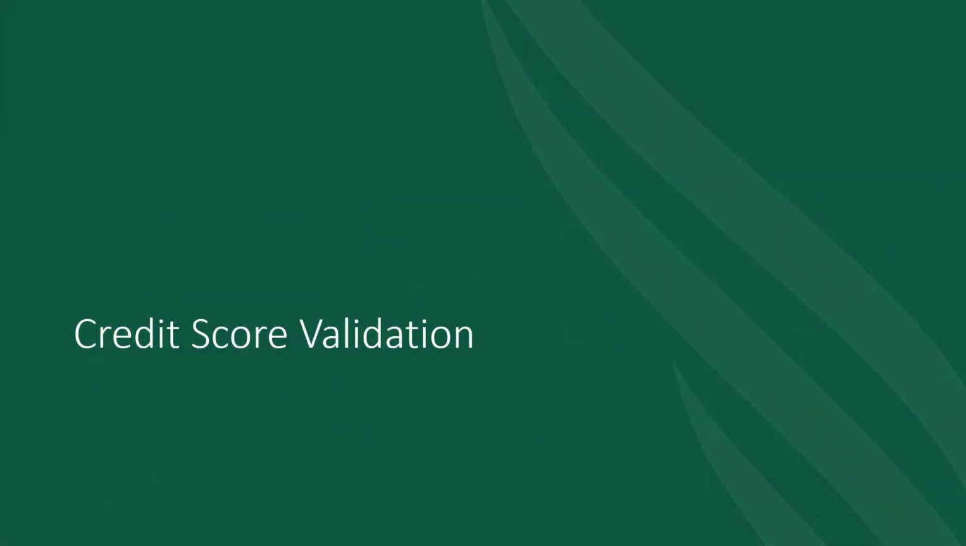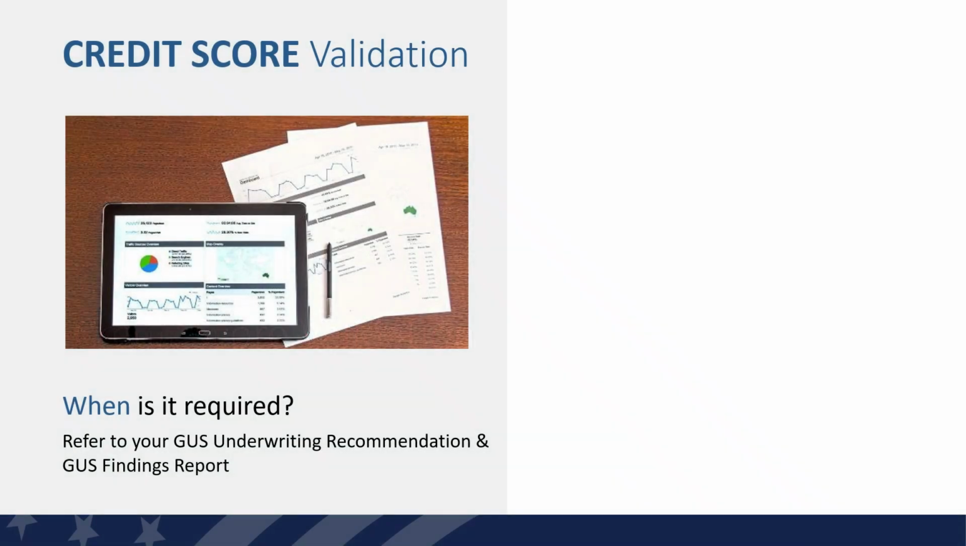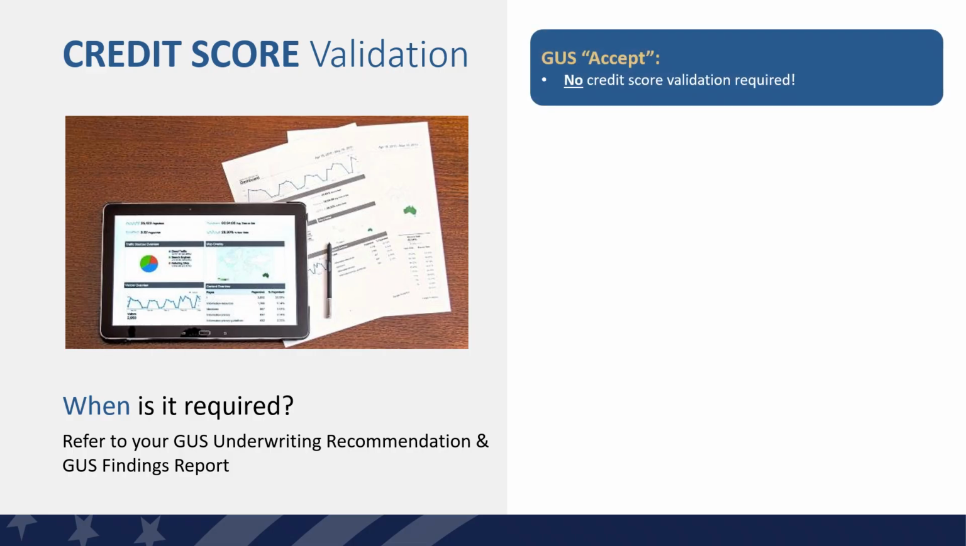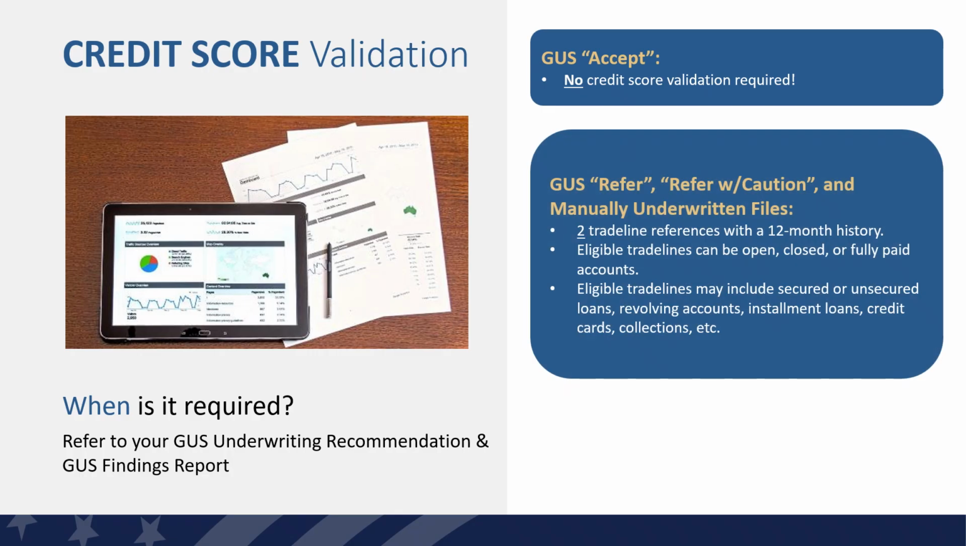The first topic we are going to cover is the requirements of credit score validation. For GUS loans, GUS will determine the acceptable credit score. If an accept with full documentation recommendation is returned, no credit score validation is required. For loans that receive a refer or refer with caution recommendation and manually underwritten loans, credit score validation is required.